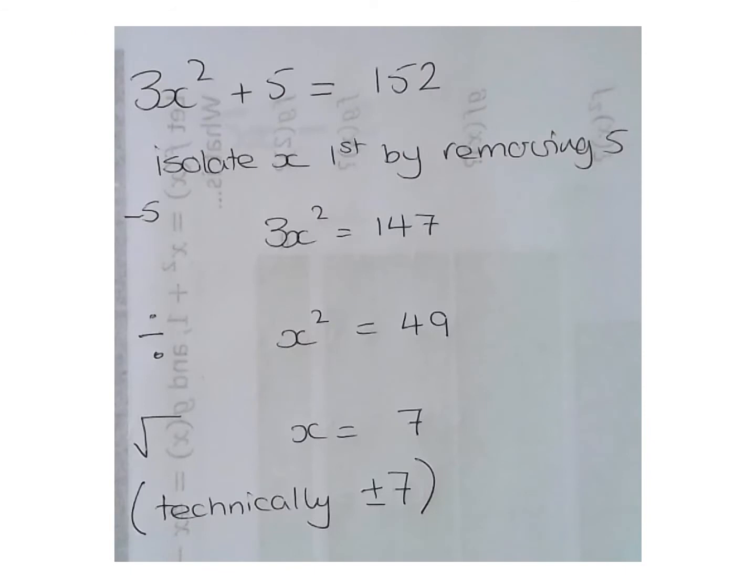And the last one looks a bit scarier because it's got an x squared. So the first thing I'm going to do is isolate the 3x squared term by removing the 5. I'm going to take 5 from both sides. So 3x squared must be 147. Then I'm going to divide by 3. If I divide 3x squared by 3, I'm left with x squared. 147 divided by 3 is 49. And then I'm going to square root both sides, and x is 7. And technically x is plus or minus 7, because obviously when we square root there is a minus 7 times minus 7 is 49, so there's two possible answers.